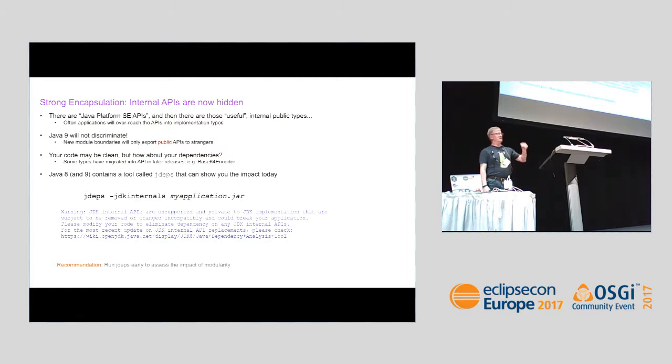So one of the things with Jigsaw is providing strong encapsulation. And this is where your internal APIs are hidden. Only your public APIs are provided to your customers. You are defining what APIs are available to come out of your module. Big thing here, okay, so it says Java 9 will not discriminate.